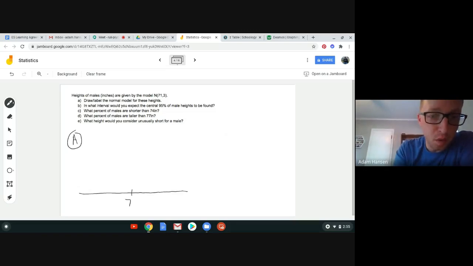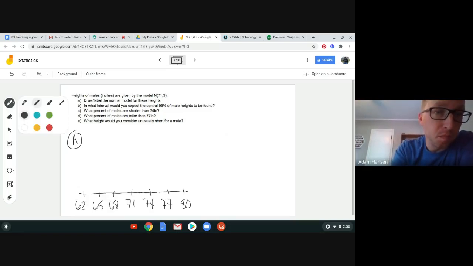Put the middle at 71. And every standard deviation, I'm going to either add or take away 3 inches. So 74, 77, and 80. Now I'm going to do 3 standard deviations below the mean and take away 3 inches here. So 71 minus 3 would be 68, 65, 62. And we'll draw the normal curve.